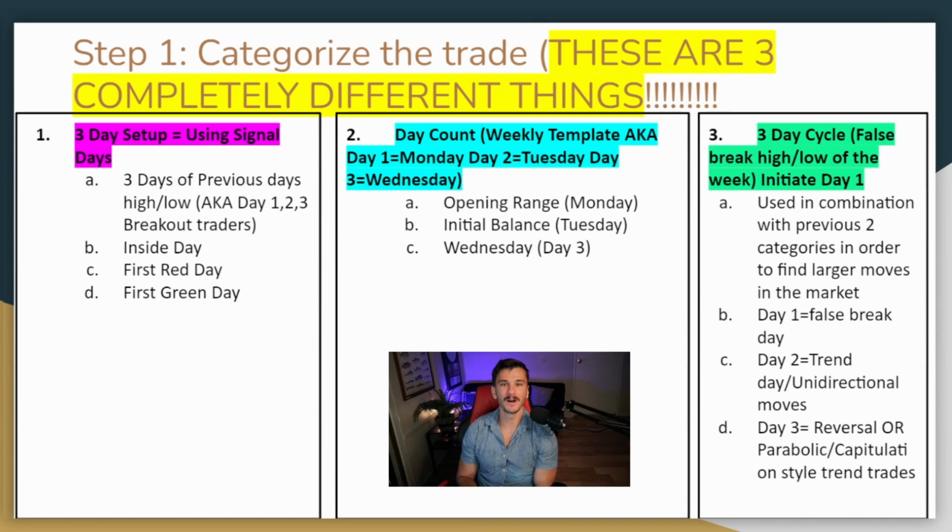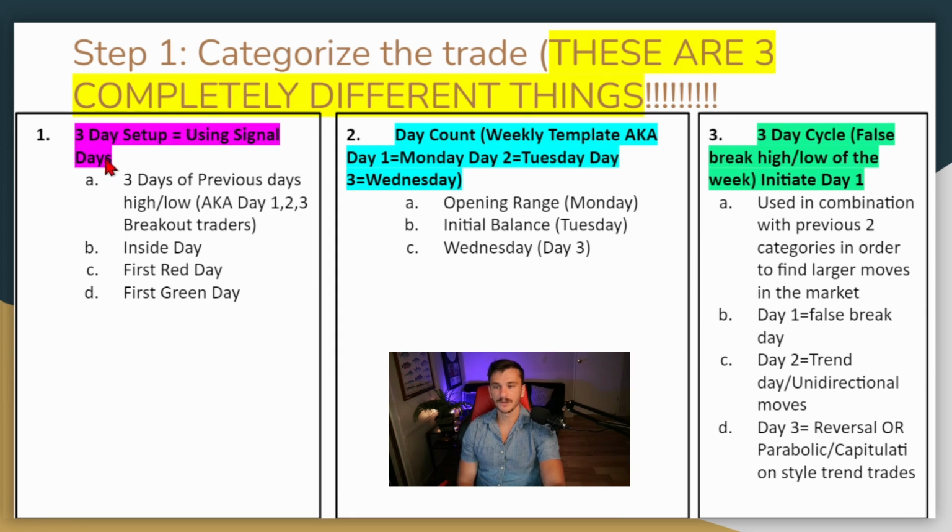The largest aha moments that I ever had when I started trading this strategy was that these 3 things can be traded completely different. And I've shown this slide before, but it is huge. It is massively important to your understanding of this style of trading.